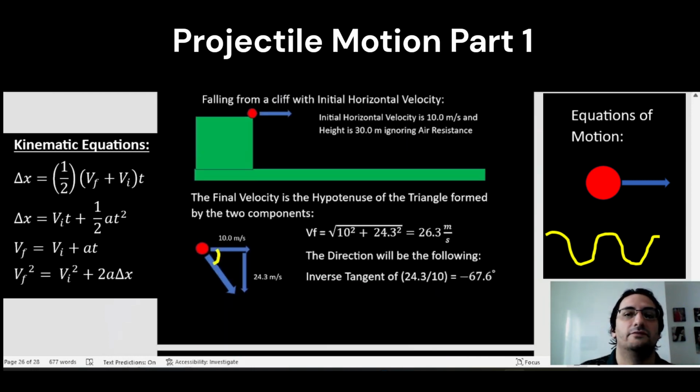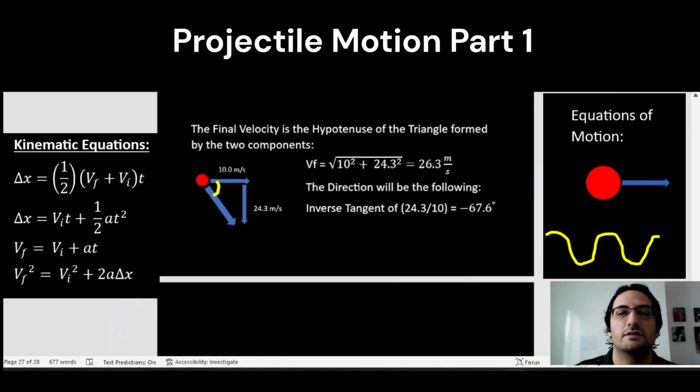Next is to find the final velocity, which will be the hypotenuse of the triangle formed by the two components. So the final velocity will be the square root of 10 squared plus 24.3 squared, which gives us 26.3 meters per second. But a velocity has both magnitude and direction. So we can find the direction, what this angle is, by doing inverse tangent of 24.3 divided by 10, which gives us 67.6. But because this angle is below the x-axis, I put a negative in front of that angle.